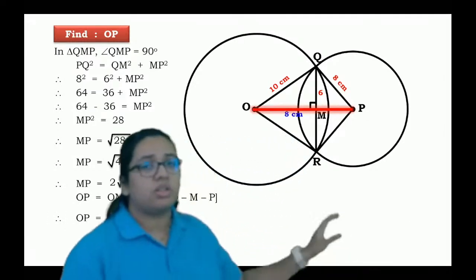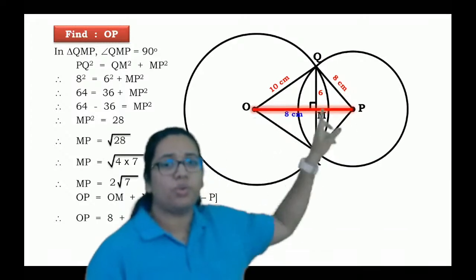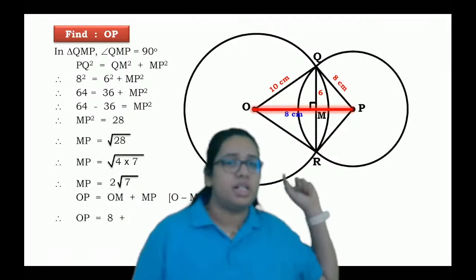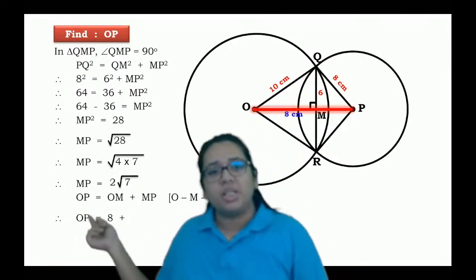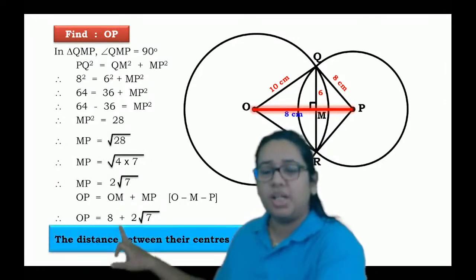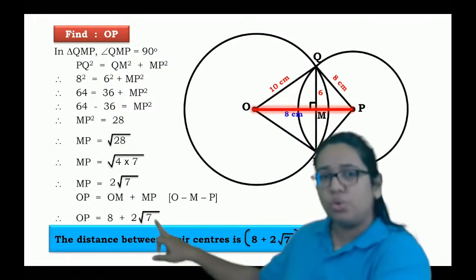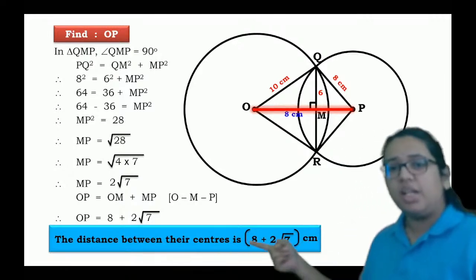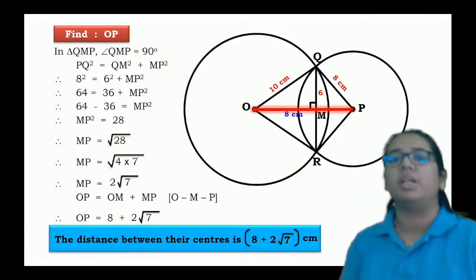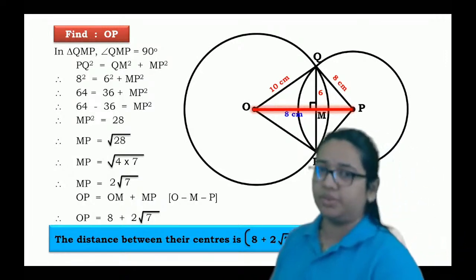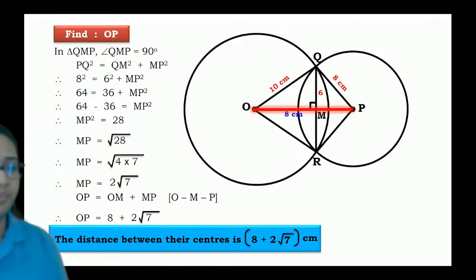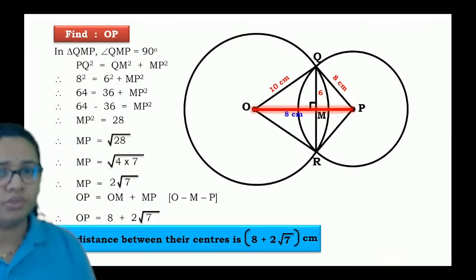But we want the value of OP. What is the distance between the two centers? It is nothing but OP. But OP is nothing but OM plus MP. And OM is 8, MP is 2 times root 7. Hence, the required answer will be 8 plus 2 times root 7. Getting this one?